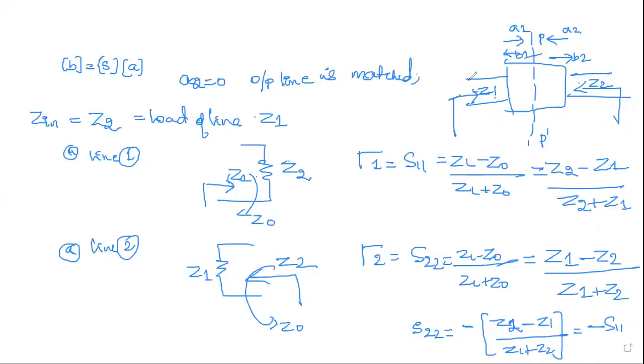I'll clear the screen. The next step is you have to find out the S parameter now. To find out the S parameter, first you have to write down the general equation. That is, you know, B1 is equal to S11A1 plus S12A2. Similarly, B2 is equal to S21A1 plus S22A2. These two equations. Now, considering all the conditions which we have taken, first is with output matched, that is A2 is equal to 0.